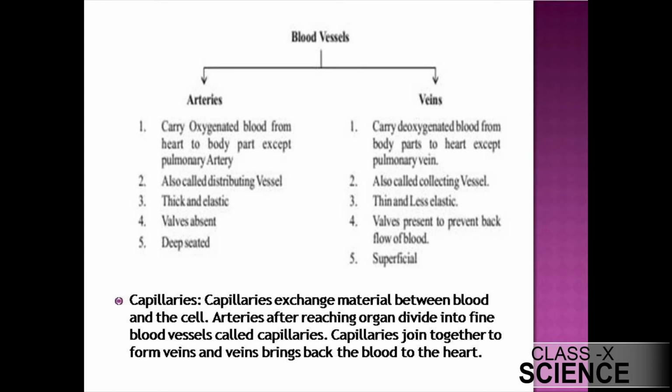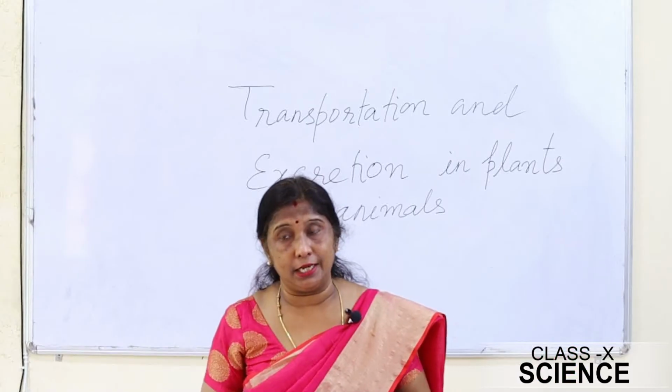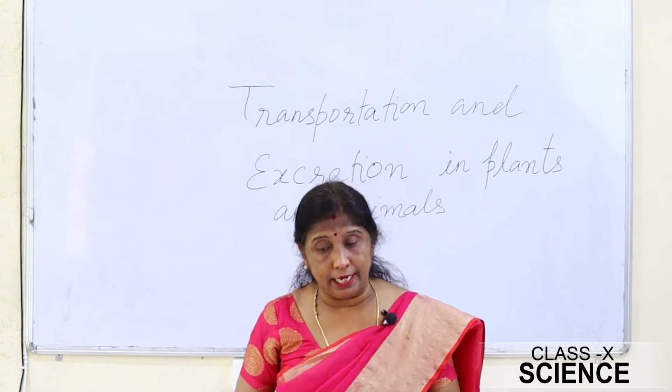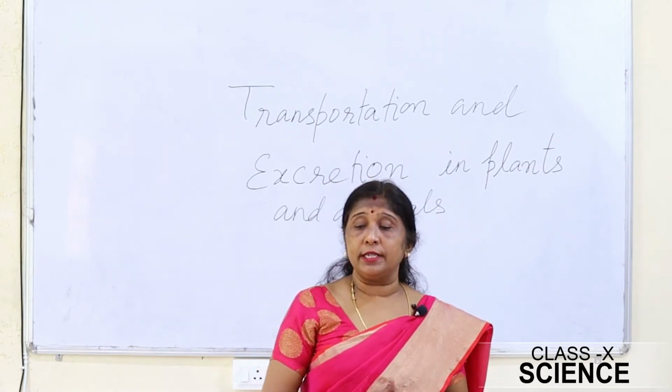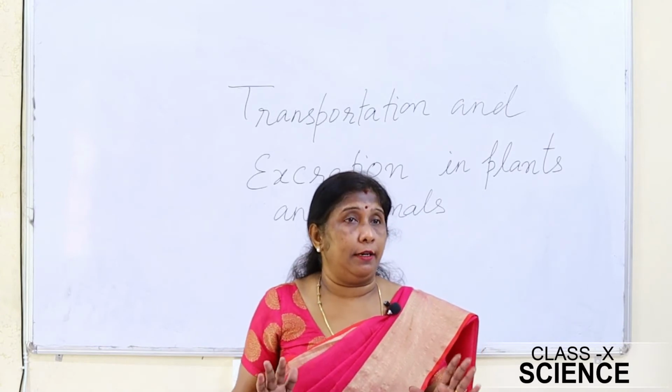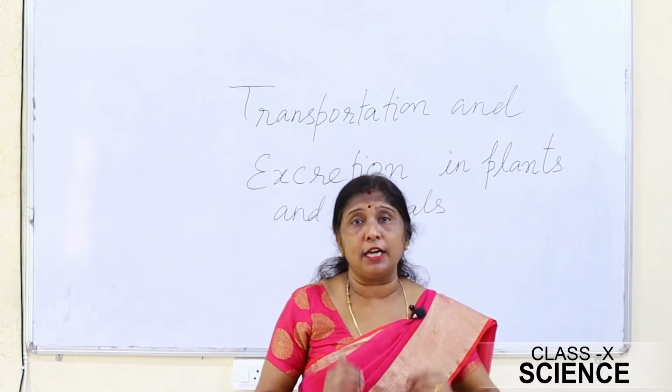Now arteries are thick and elastic. Why? Because arteries carry oxygenated blood from the heart to the different tissues, and blood flows in the arteries with great pressure. So arteries have to be thick-walled and elastic, whereas veins are thin-walled and much less elastic. Another point of difference between artery and vein is that in the arteries no valves are present, but in the veins, valves are present.